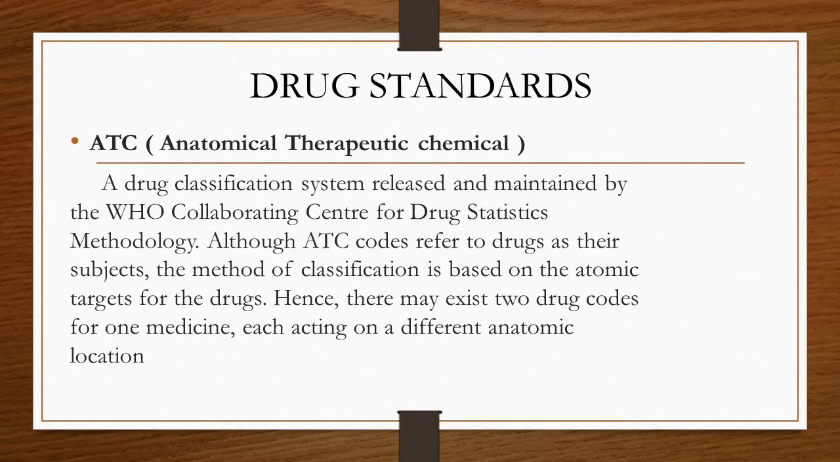Drug standards. ATC, also known as Anatomical Therapeutic Chemical, is a drug classification system released and maintained by the World Health Organization Collaborating Centre for Drug Statistics Methodology. Although ATC codes refer to drugs as their subjects, the method of classification is based on the anatomic targets of the drugs. Hence, there may exist two drug codes for one medicine, each acting on a different anatomic location. In the discussion of structure, we will use the ATC drug code for heparin, B01AB01. The ATC codes are 7 characters long and are composed of 5 components.